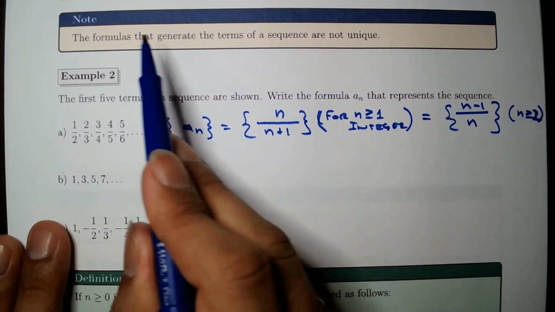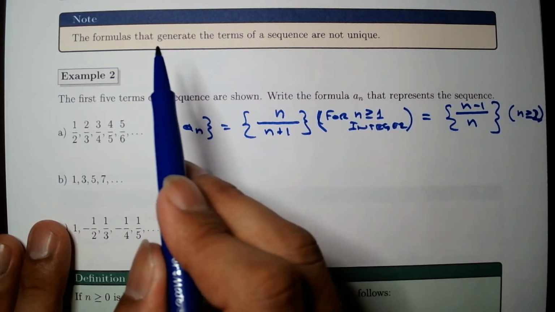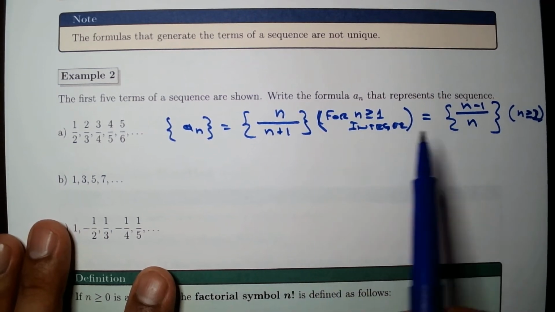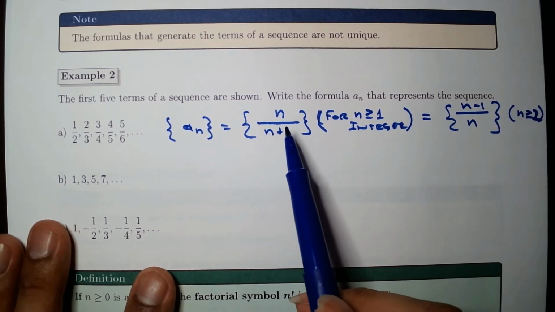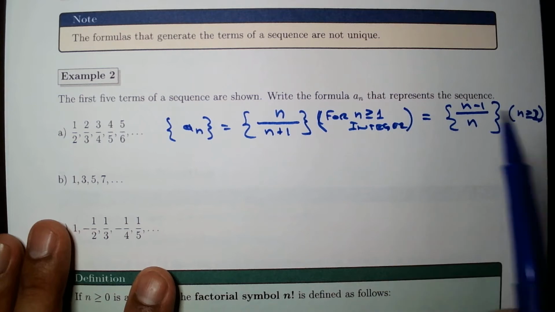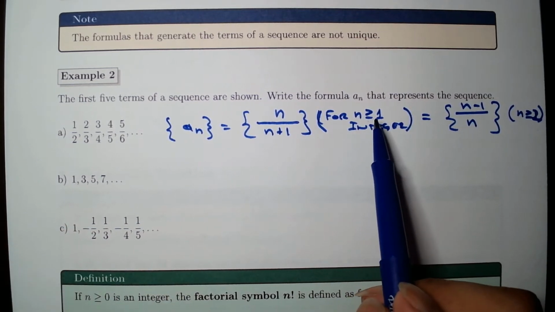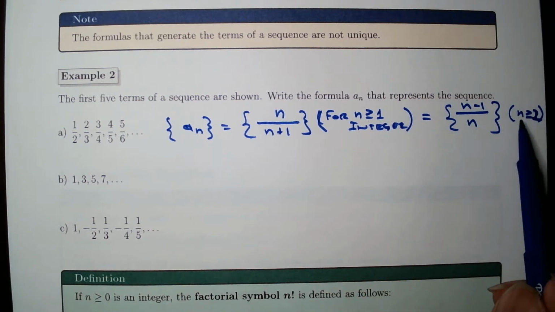So that's what we meant about the general terms of sequences not being unique. But you need to be careful with the conditions. In one case, n has to be greater than or equal to 1, and in the other, greater than or equal to 2.